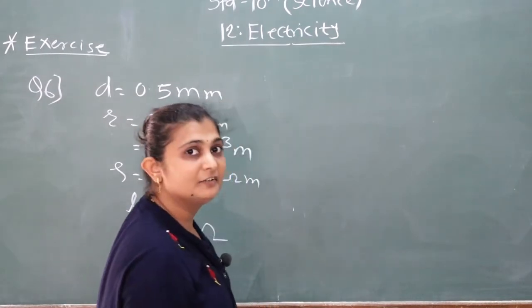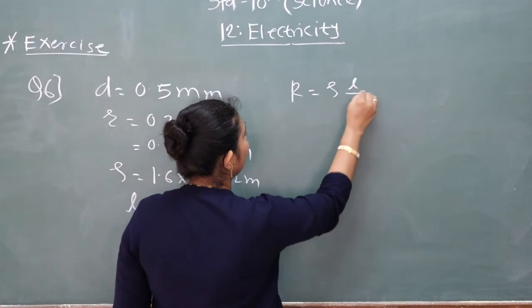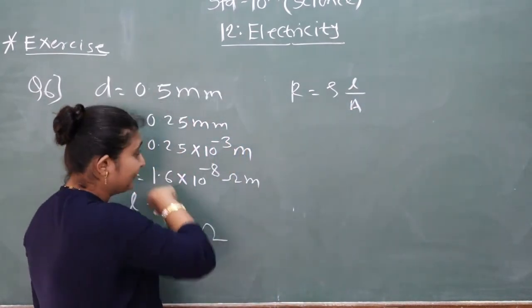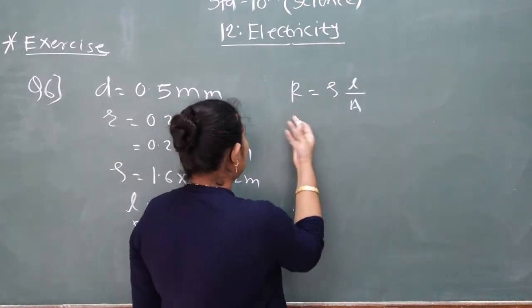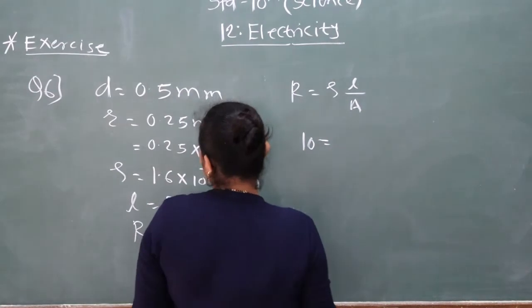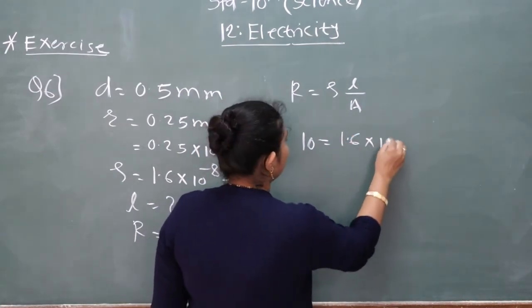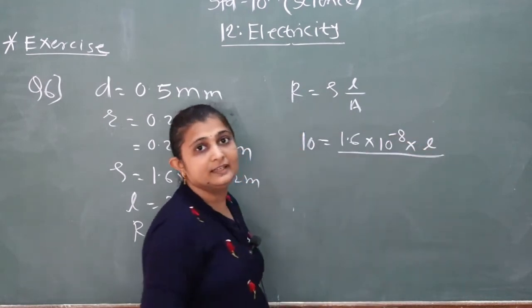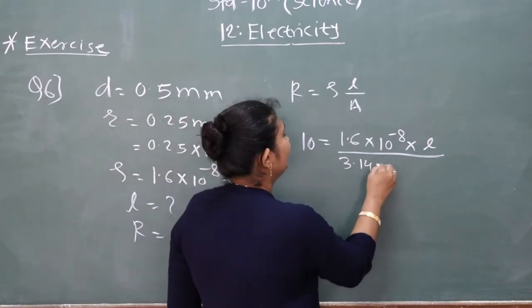Tell the formula for R. You know that R is equal to rho L by A. This is the wire. So, what is the area of cross section? Pi R square. What is the value of R? 10. Rho is equal to 1.6 into 10 raised to minus 8, multiplied by L, divided by area, means pi R square. Pi is equal to 3.14.